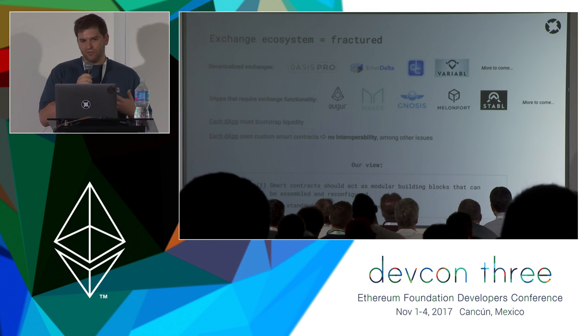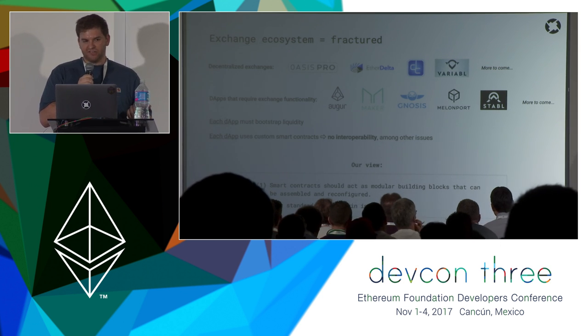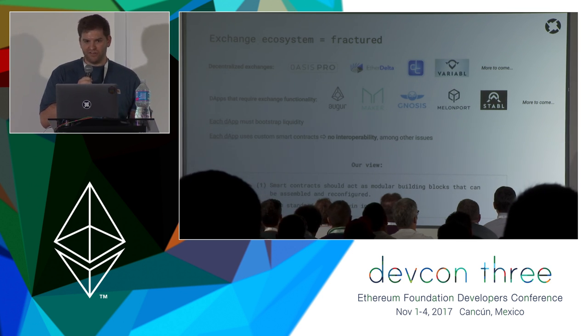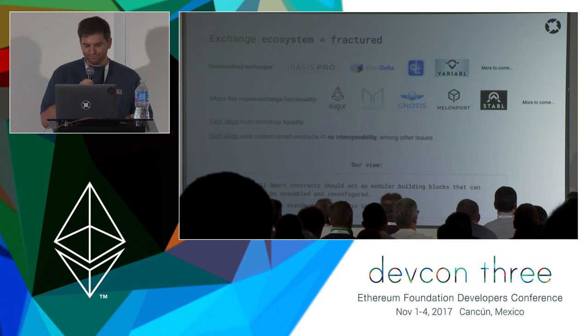So the problem that we identified in the ecosystem was that every single one of these exchanges and dApps was creating their own proprietary and custom smart contracts from scratch. And what this meant is that not only would each exchange have to bootstrap liquidity from scratch, but it would also expose end users to a bunch of different smart contracts that have varying levels of security and efficiency, and they all do the exact same thing. So that's not a very efficient approach.